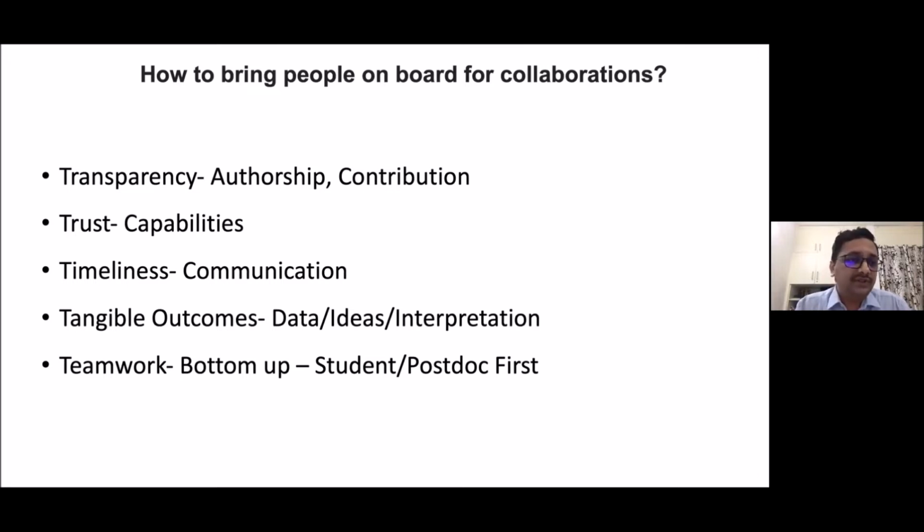So the first thing, in my opinion, which is extremely important when we are working in collaboration is transparency. It has to be there with respect to authorship, with respect to contribution. The next important thing, which actually comes from transparency, is trust. You have to be very careful when you're going to start a collaboration, but once you've started the collaboration, there needs to be a level of trust in terms of the work that is being done, in terms of capabilities of both the groups or multiple groups, as it may be.